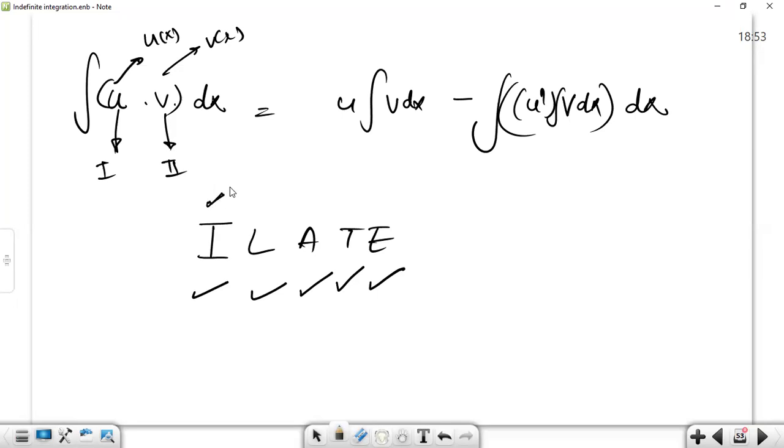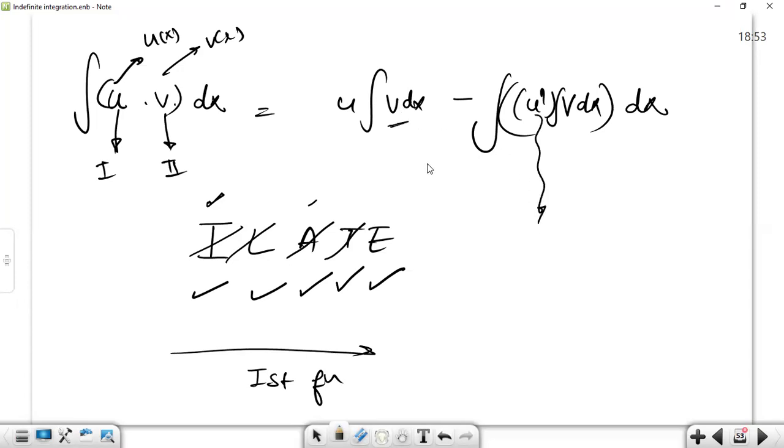And if there are no inverse trigonometric functions present in the product, and if there is a logarithm, then the logarithm function will be considered as first. If there is no inverse, no logarithm, then algebraic will be considered. If there is no algebraic, then trigonometric function will be considered as first function. So this is the priority order for selection of the first function. So basically, what is first and second? The first function is easily differentiable, and the second function is easily integrable. That's why we are doing so.